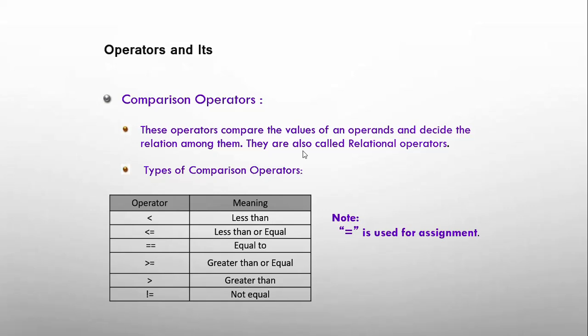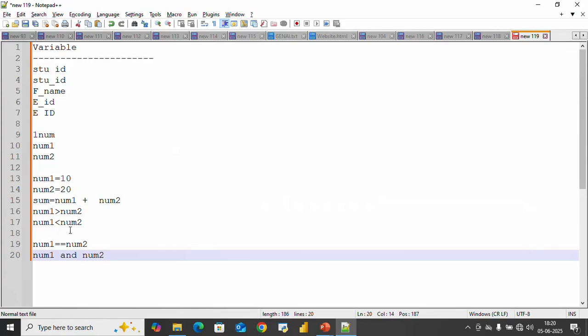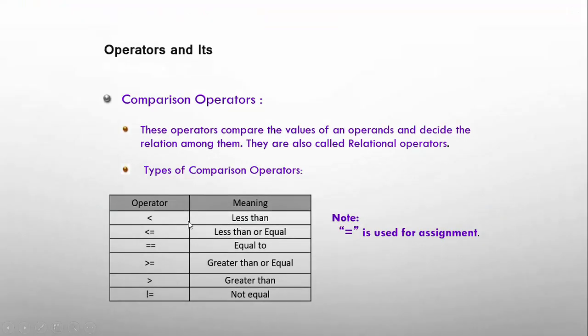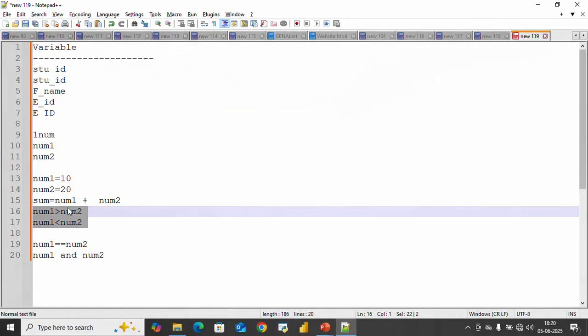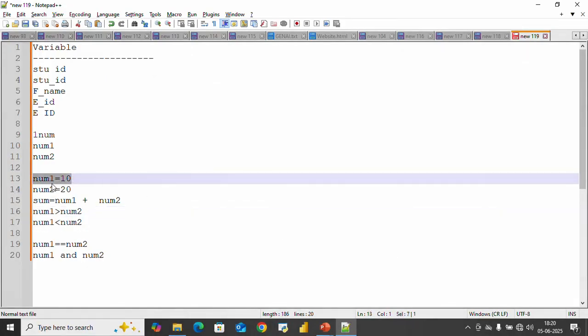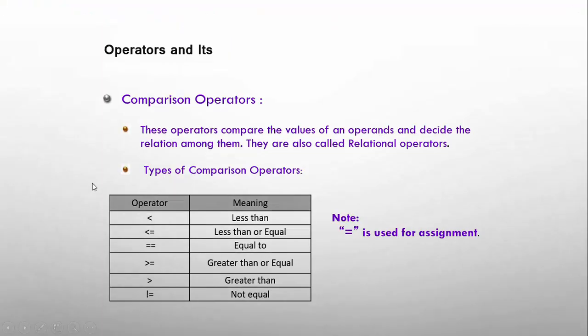Types of comparison operators: comparison operators always compare values, like I just showed you here, guys. You can see less than or equals to, equals to, greater than or equals to, greater than, not equals to. Here you can see equals is used for assignment. Like I told you previously, equals is always used to assign a value to a variable.